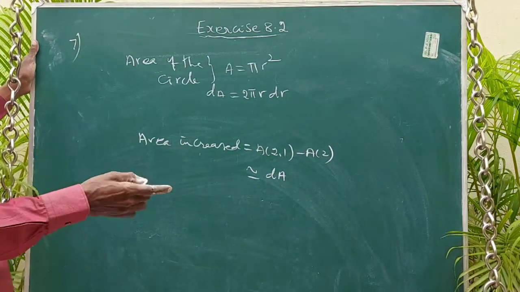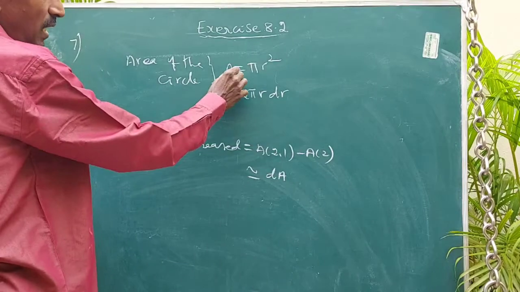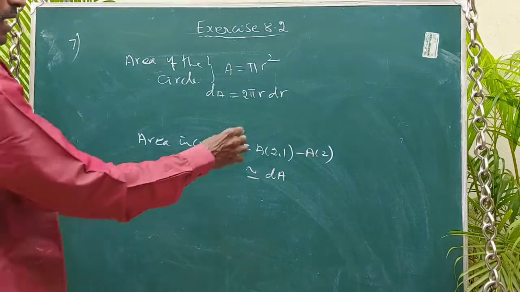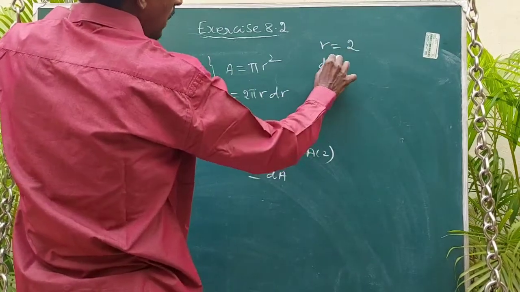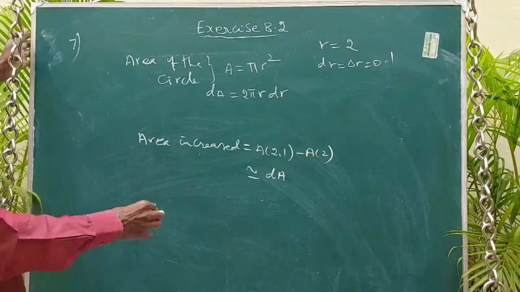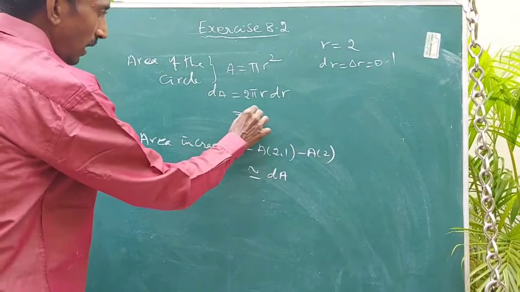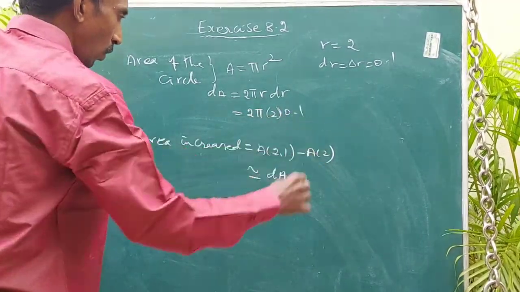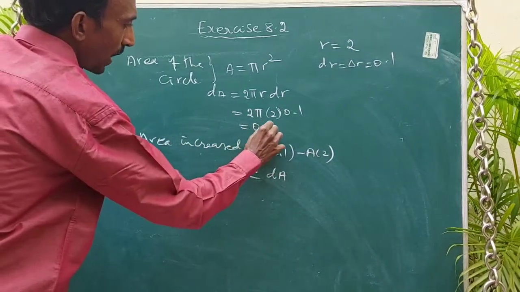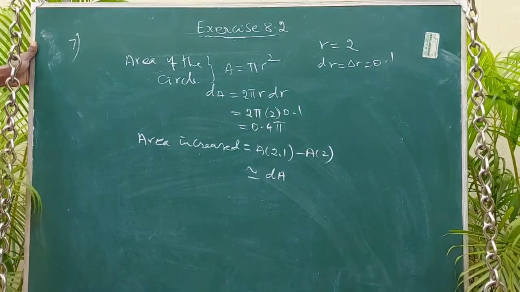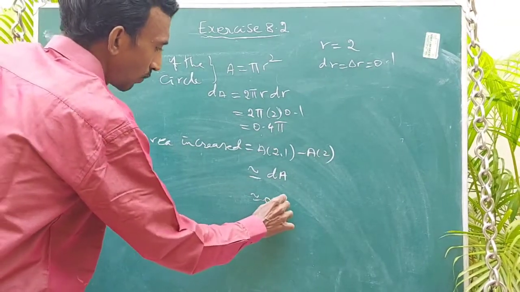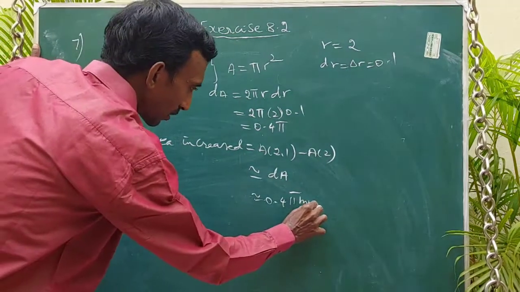So it is given as circular. So area of the circle is A equal to pi r square. So dA equal to, differentiating, 2 pi r into dr. Here we have to take r as 2 and dr or delta r as 0.1. If you want, you can put it here. 2 pi into 2 into 0.1. So 2 into 2, 4, but one decimal place. So 0.4 pi. We are getting dA equal to 0.4 pi. So area increased is approximately equal to 0.4 pi millimeter square.